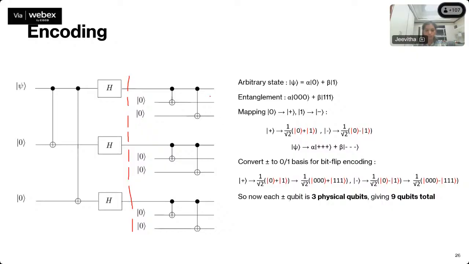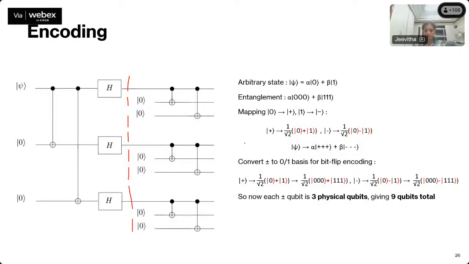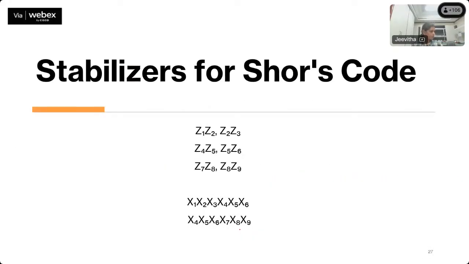So after the encoding, all these 9 qubits represent only one logical qubit, which is composed of 9 physical qubits or data qubits. You can call it either way. So at the end, this will be the logical 0 and logical 1.